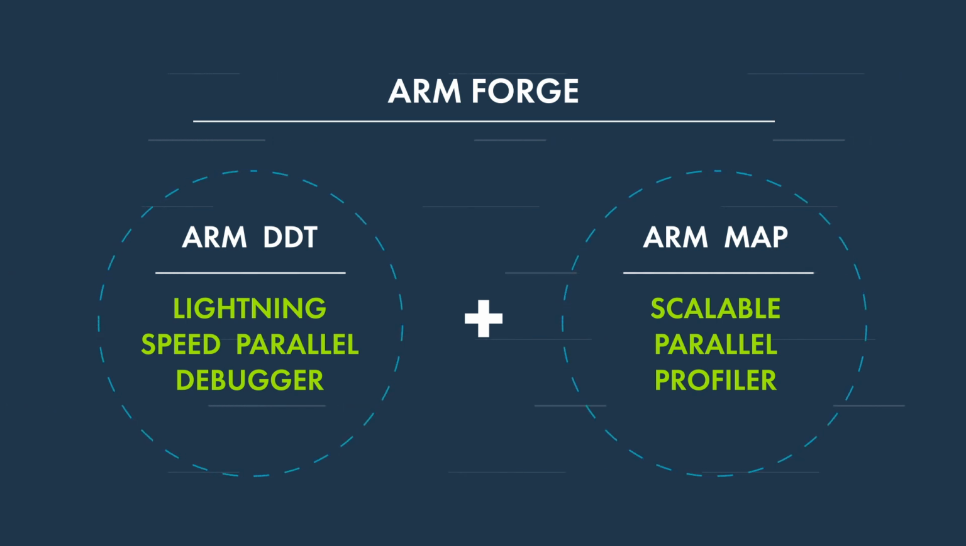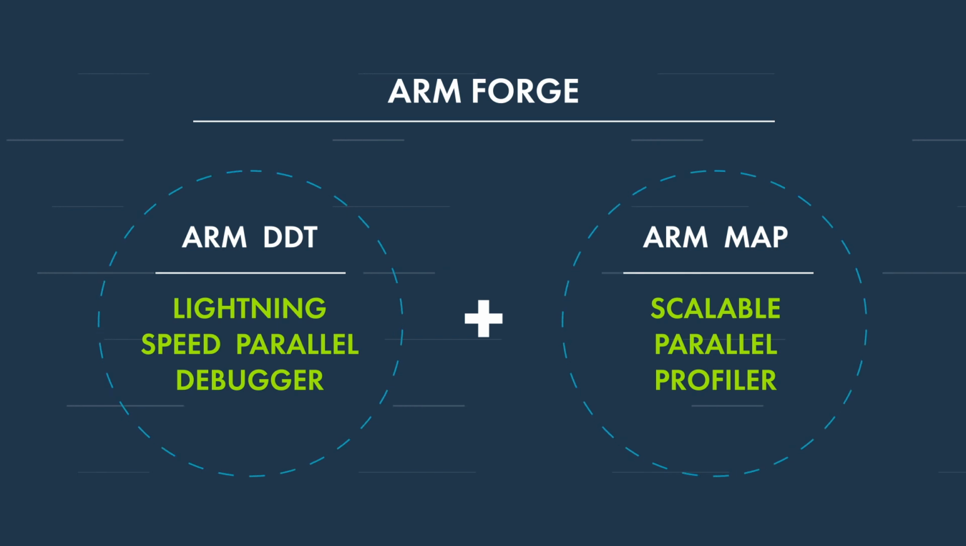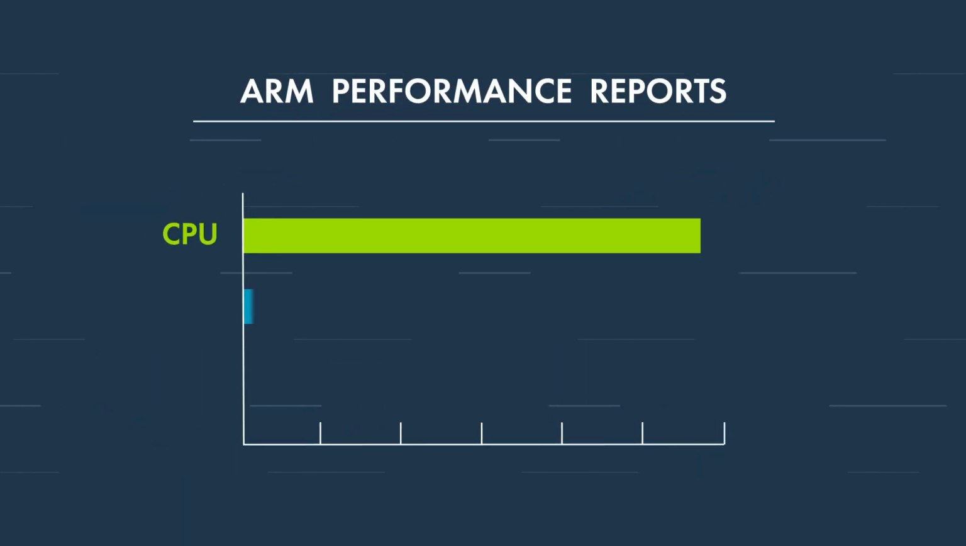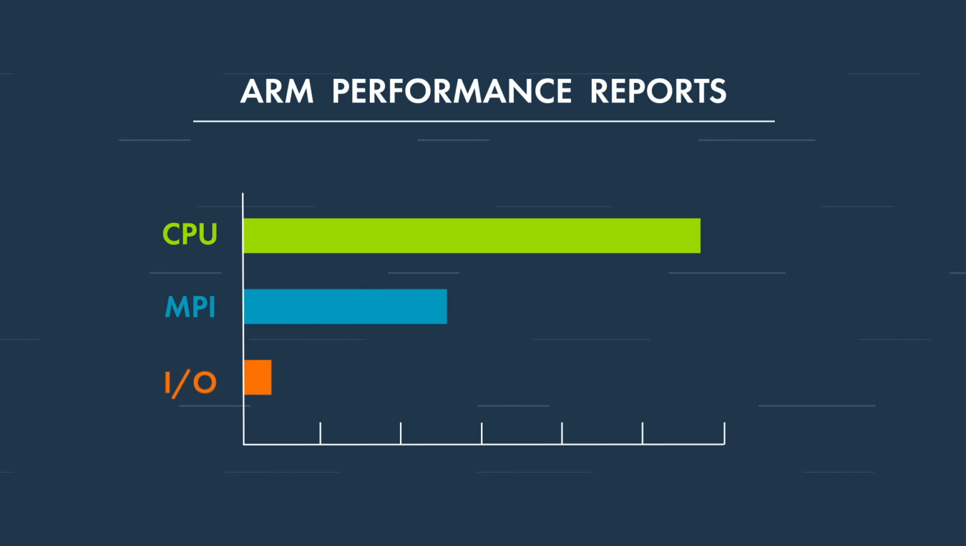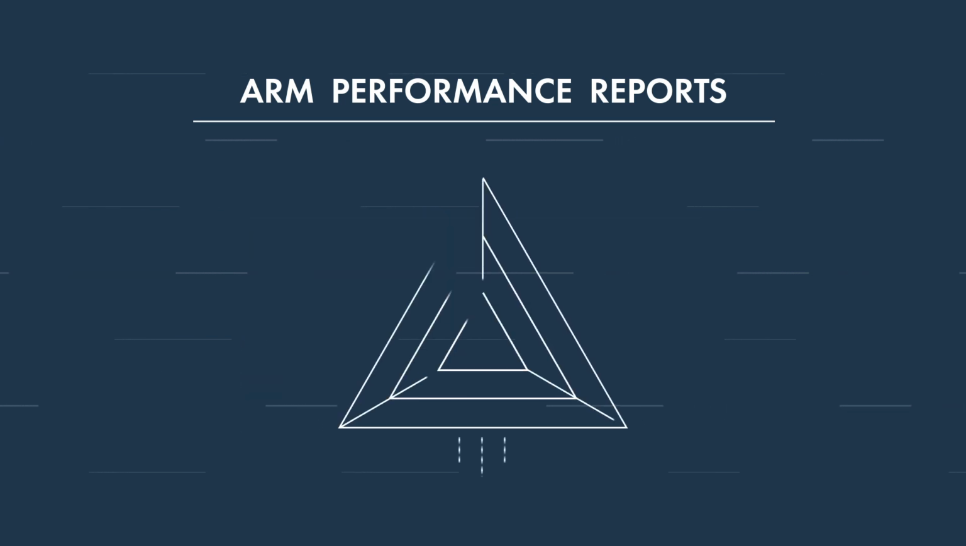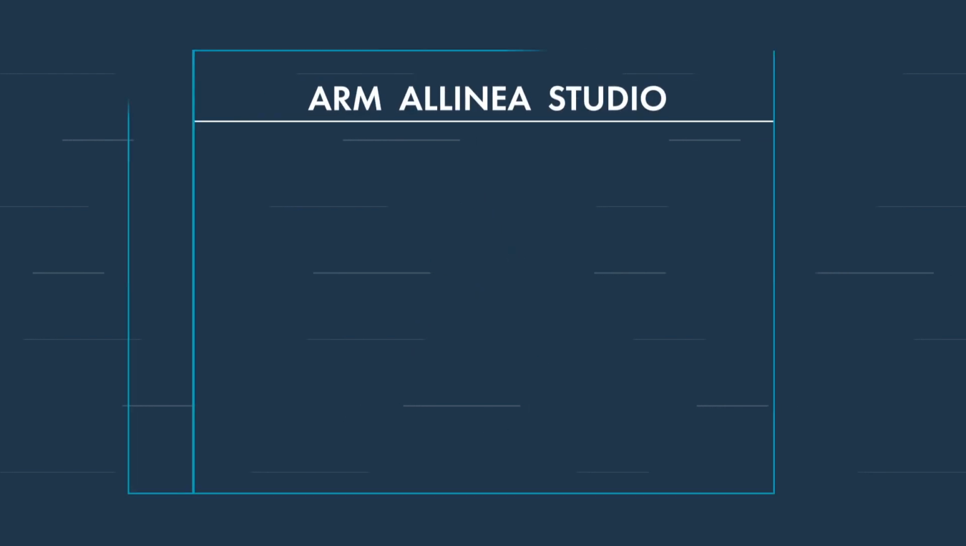It's intuitive enough to be used by developers and scientists, carries low overhead, and tackles bugs and bottlenecks easily. Additionally, ARM Performance Reports gives a broader view of application performance to help users target optimization work. Armed with these tools, users are able to develop code more efficiently and run applications faster.